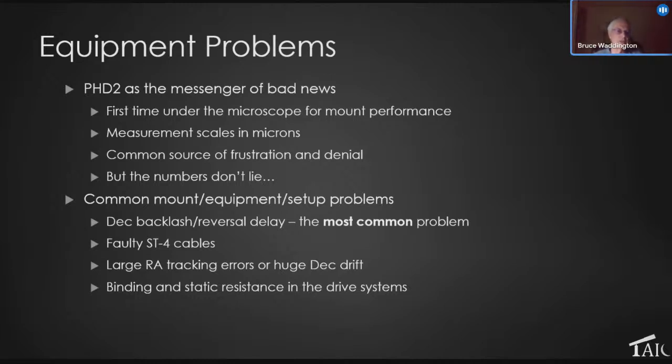The kinds of equipment and setup problems that are most likely to occur, probably the most common, is backlash on the dec axis. I use the term backlash, but it's really a reversal delay. It's what I mentioned before when I imagined you fiddling around with the 48-inch Schmidt, and that is when you reverse direction in dec. Instead of guiding north, you want to guide south or vice versa, there's a delay before the mount engages and actually starts moving. That is probably the most common problem that interferes with getting a clean calibration. Fortunately, it's an easy enough problem to work around and deal with, and I'll talk about how to do that.